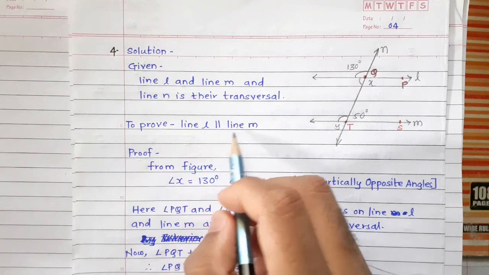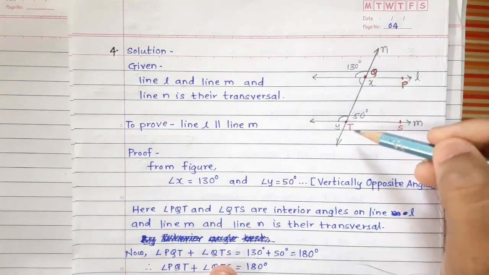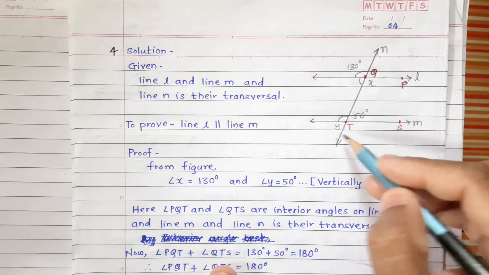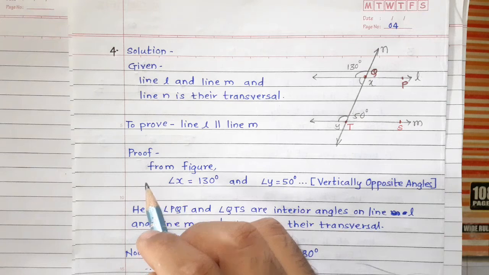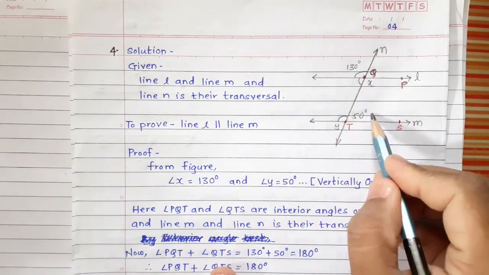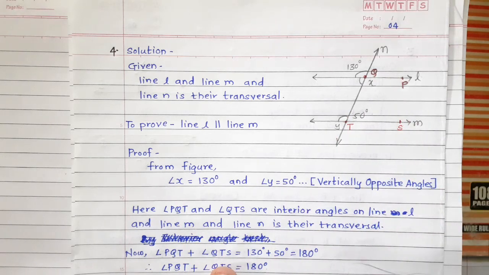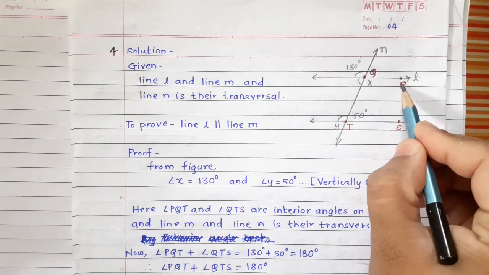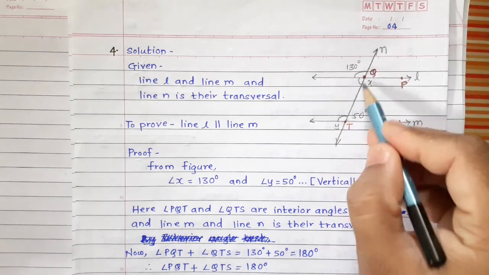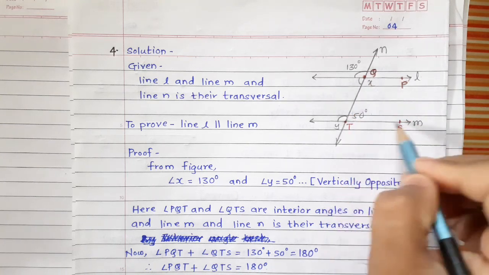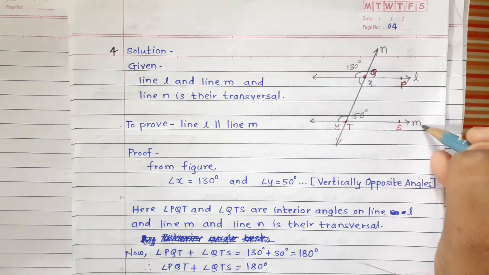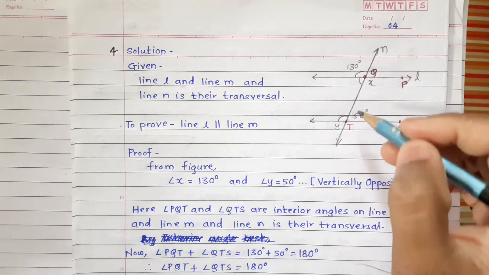To show line L parallel to line M, give some names to these angles, as P, Q, T, S. In red pen I am giving that. So from the figure, angle X is equal to 130 degree and angle Y is equal to 50 degree. The reason is vertically opposite angles. Now angle PQT and angle QTS are interior angles on lines L and M, and line N is their transversal.